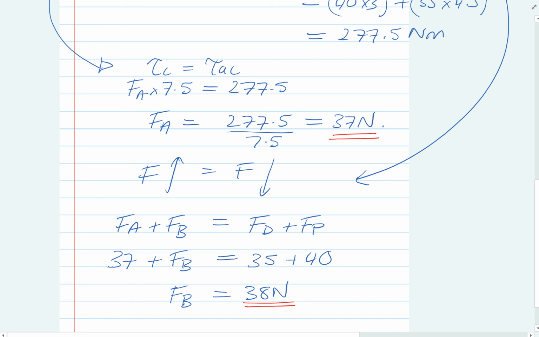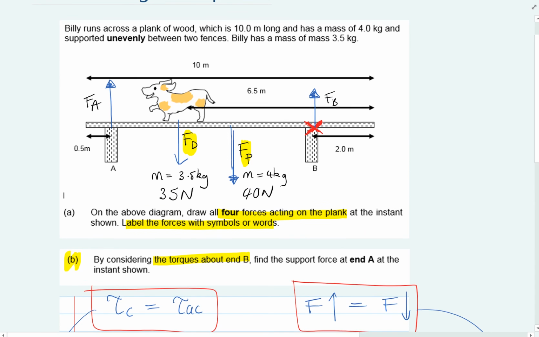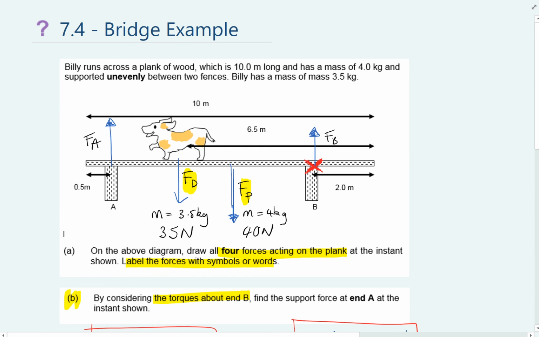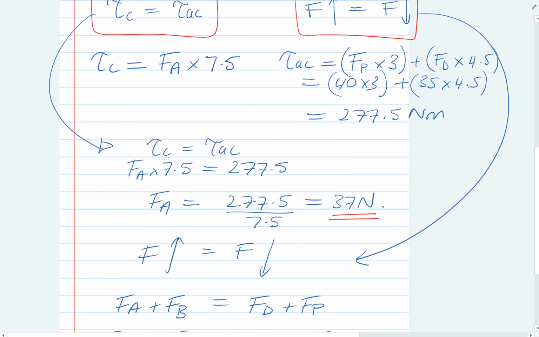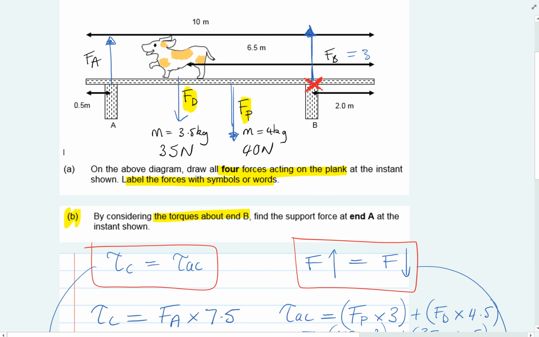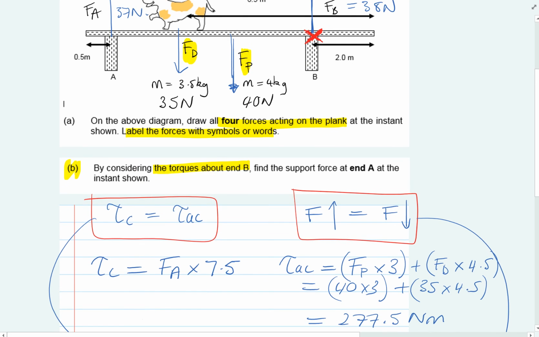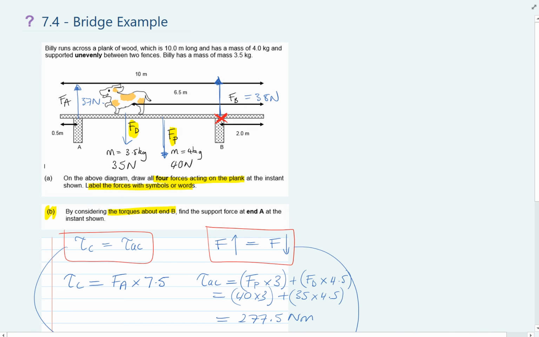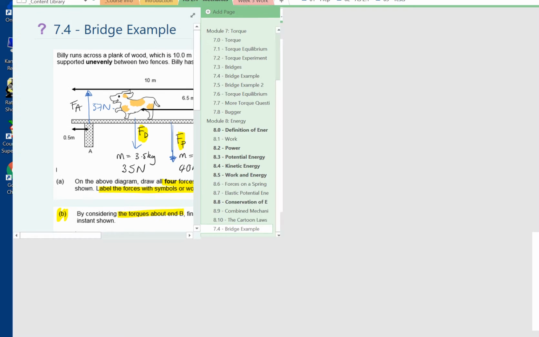Okay, by doing this I can see that FB is actually slightly bigger than FA, which means if I go back to here now, FB is slightly bigger than FA. Let's make a slight adjustment here. FB should be just a fraction longer. So we'll just make that adjustment there. FB being equal to 38 newtons and FA 37 newtons. There we go, another merit / excellence problem done. And they don't really get too much harder than that.